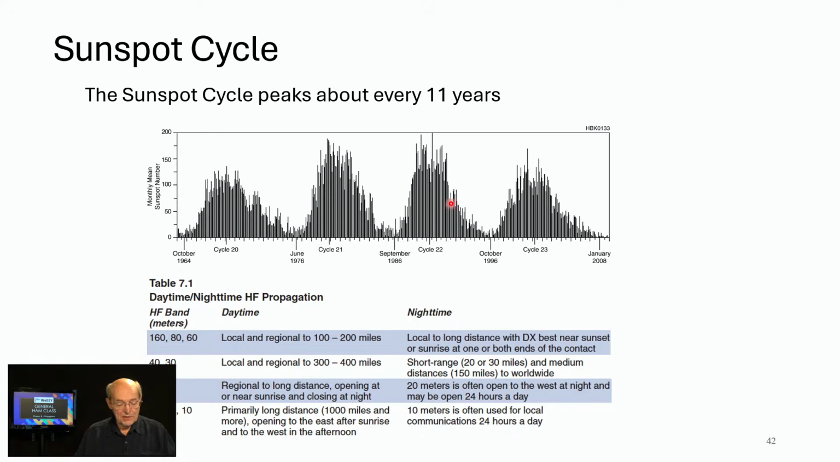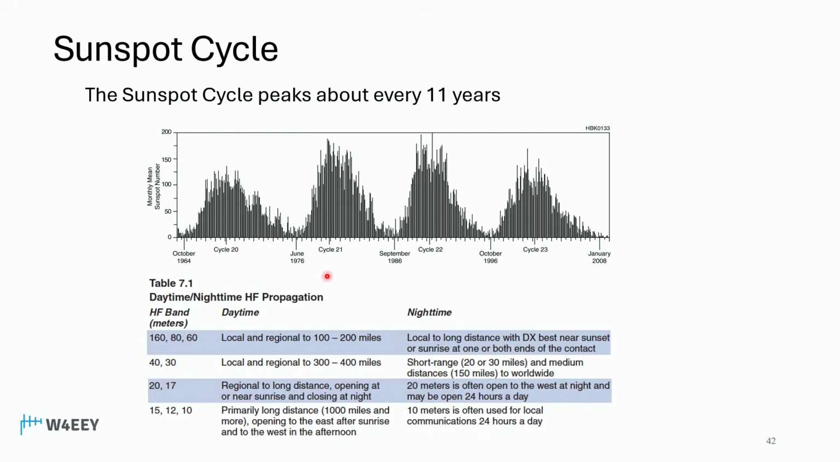And here's a picture. We've got cycle 20, 21. We're just coming out of cycle 25, so that would be over here someplace. So 25 is on the downward trend right now, but propagation is still pretty good in cycle 25. And you can kind of read this on your own. It says which bands are good for daytime, which ones are good for nighttime.